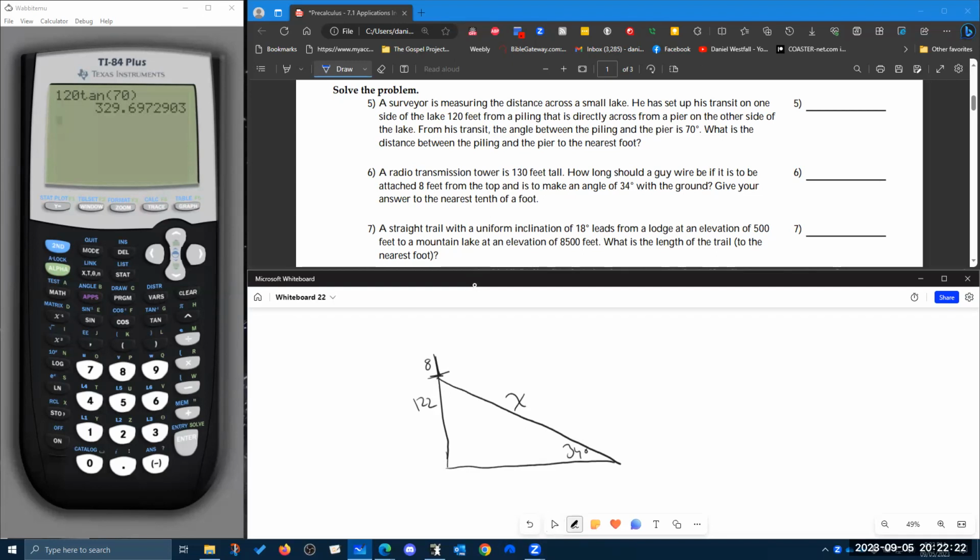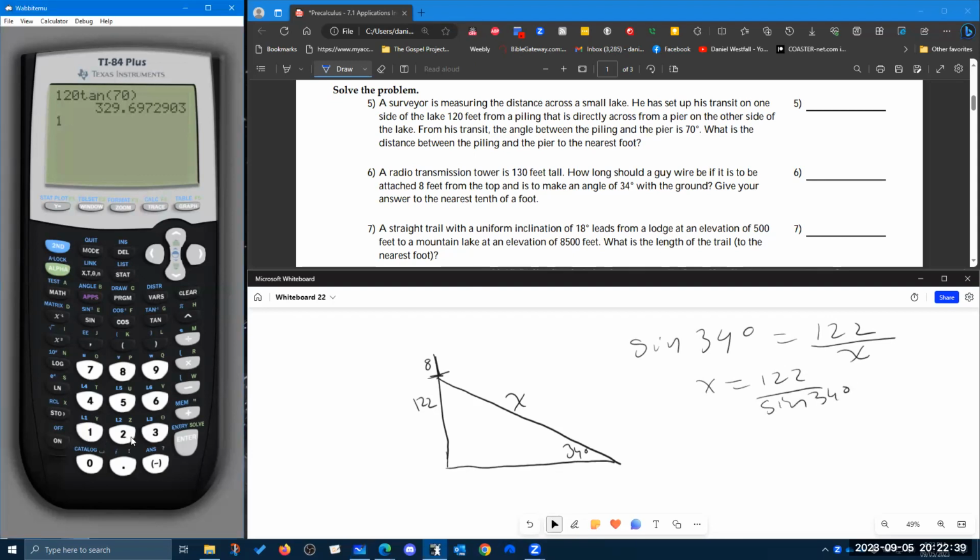So we're going to use opposite and hypotenuse. Sine of 34 degrees equals 122 over x. So x equals 122 divided by sine of 34. And they want this to the nearest tenth, so x is about 218.2 feet.